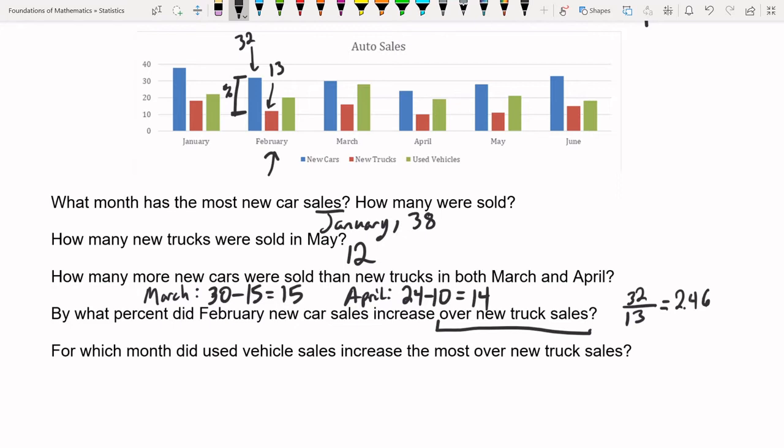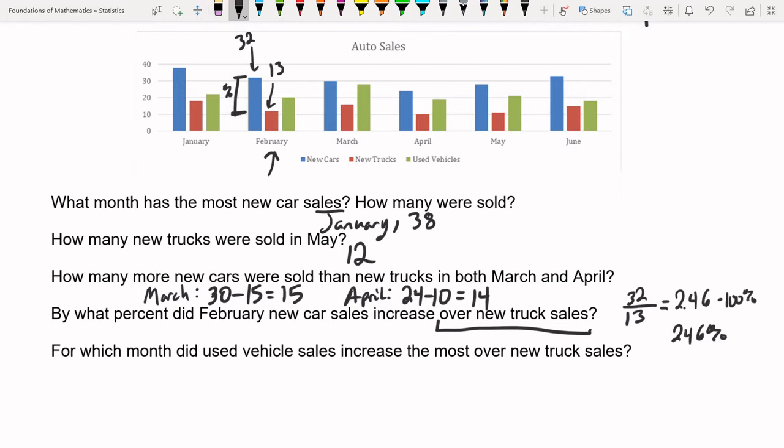Now we want to write this as a percentage, so we're going to multiply this by 100%. That gives us 246%. In other words, the new cars sold 246% of what the new trucks sold.